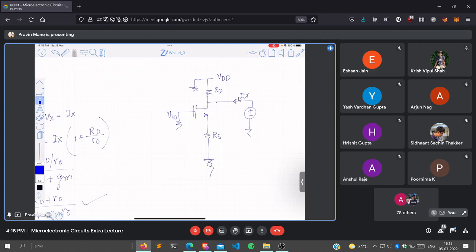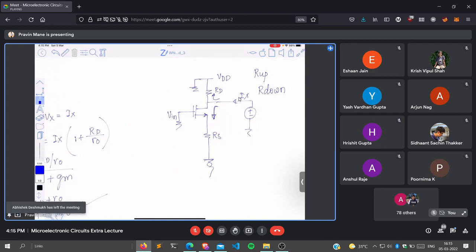Where the Ix will be divided into two components, right? One is going up, another is going down. So the resistance because of the current that is going up, I will call it R up. And the resistance because of the current that is going down, I will call it R down. What is R up in this case? RD. Resistance is RD.